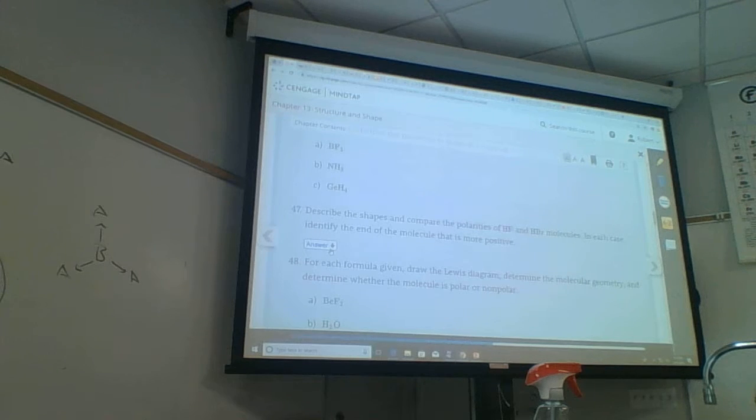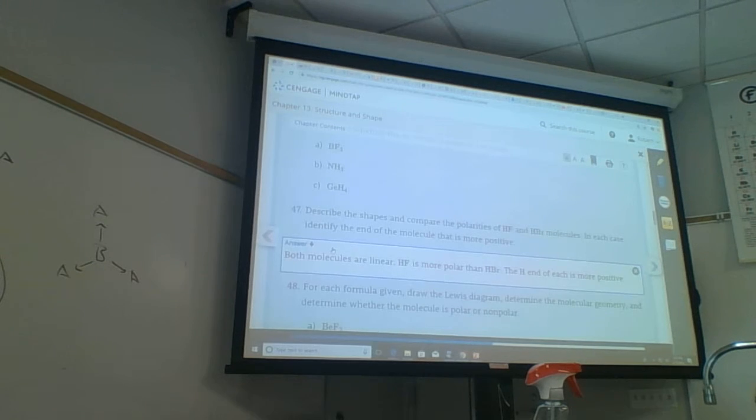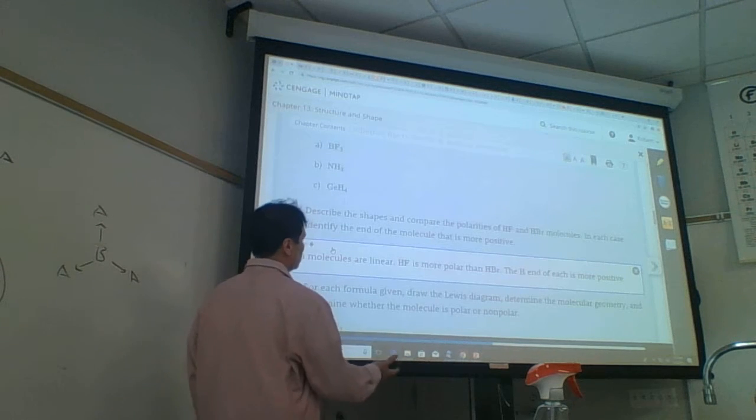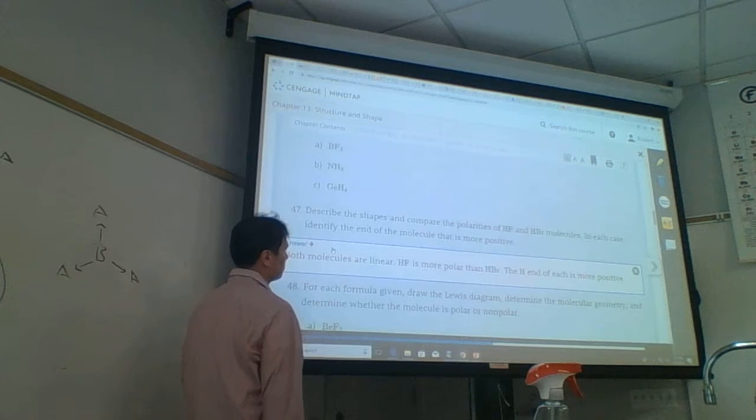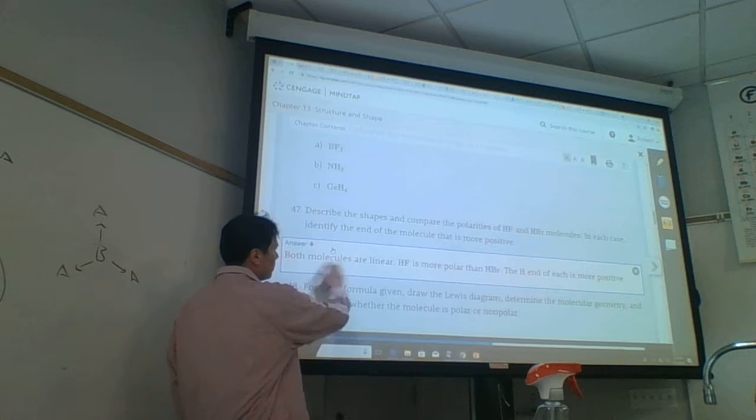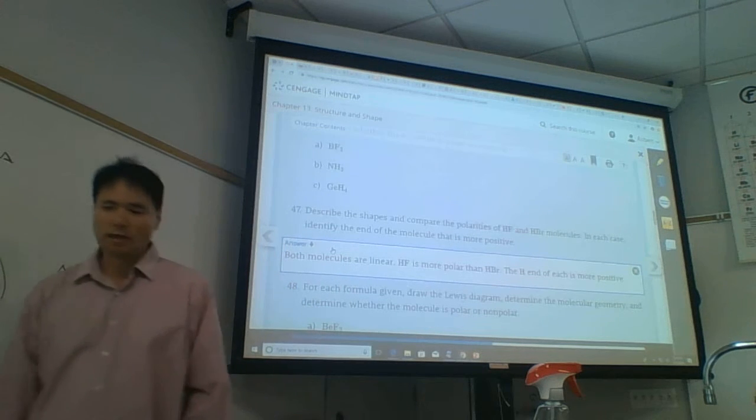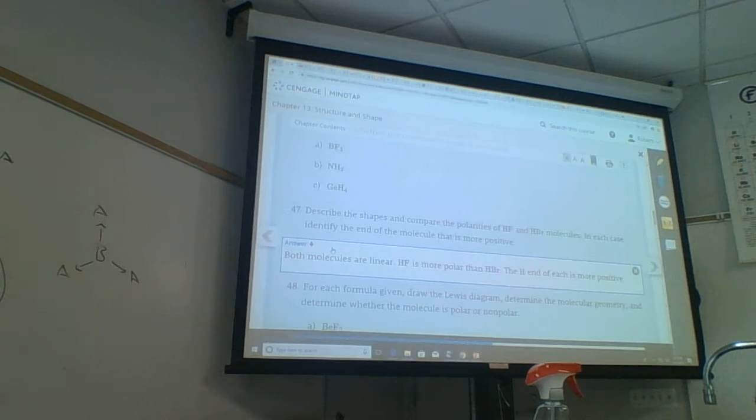HF is more polar because fluorine is more electronegative. And so more polar just means that it's going to have a bigger separation of charge, which means H is going to be more positive. And so both molecules are linear, even though the EPG is tetrahedral on both fluorine and bromine.